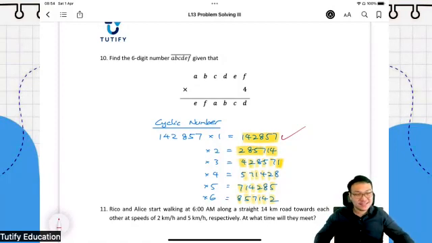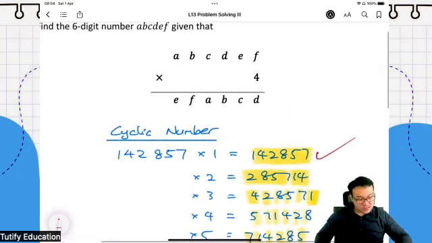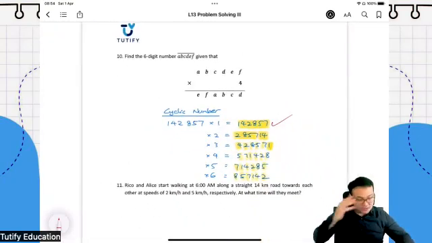Yes, Joel? But are there other answers that have the same property? No, no other answer. 142,857 is a very, very unique number. So you must memorize this number, Joel. Okay. So next time you see A, B, C, D, E, F, then suddenly E, F, A, B, C, D, then you start to think, oh, it must be a cyclic number.